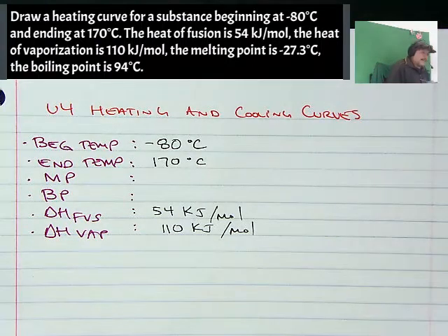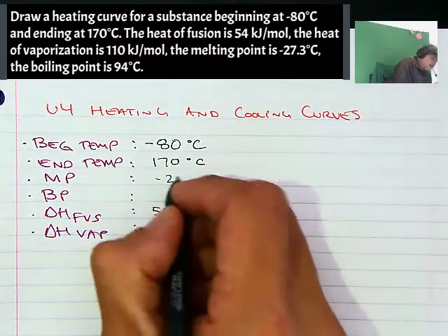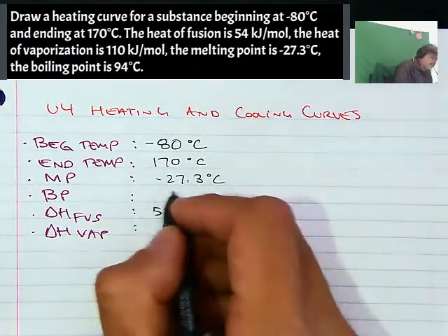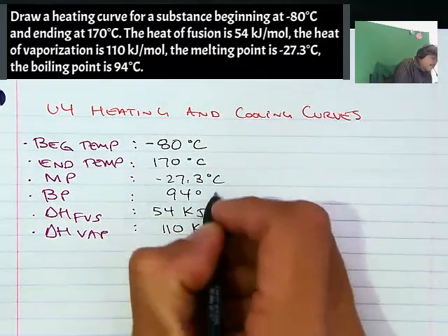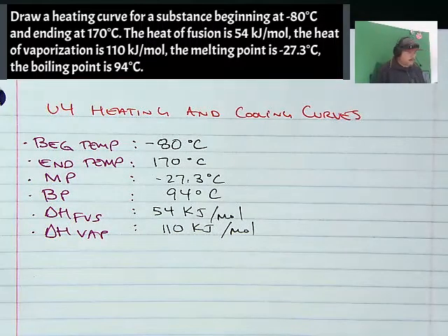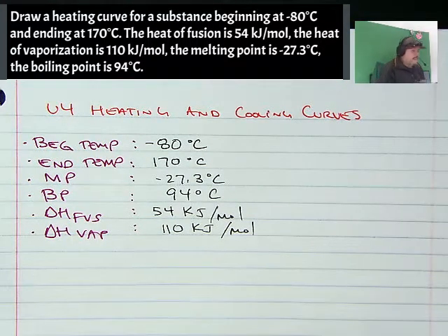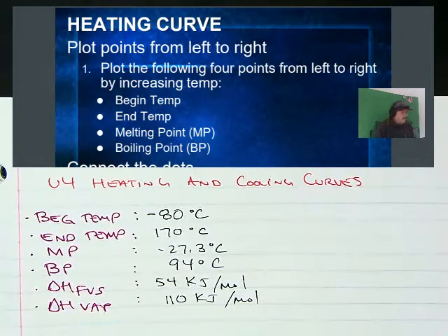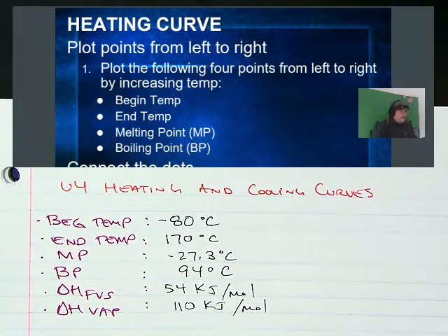The melting point is negative 27.3 degrees Celsius, and the boiling point is 94 degrees Celsius. You guys see that that is simply bookkeeping. Okay? There's nothing to figure out. I'm just writing everything in a very organized fashion without all the other writing. Okay? So continuing, this is what we need to do.